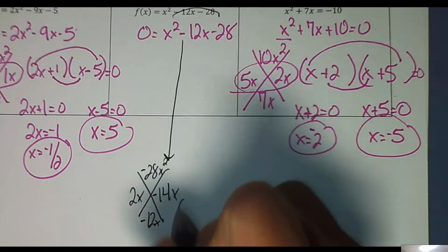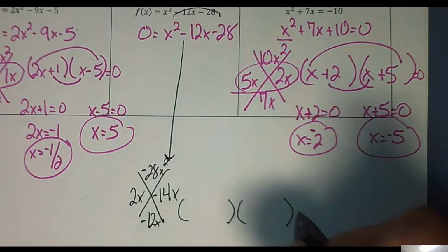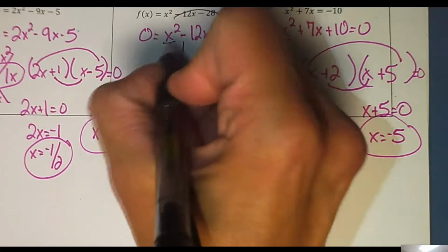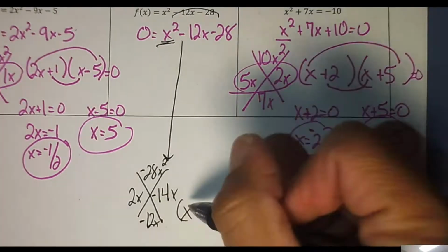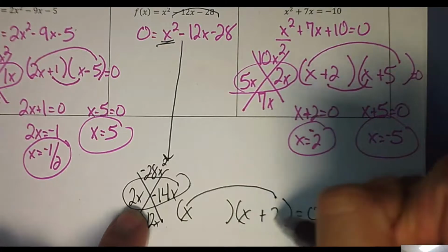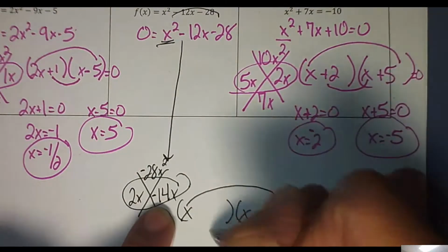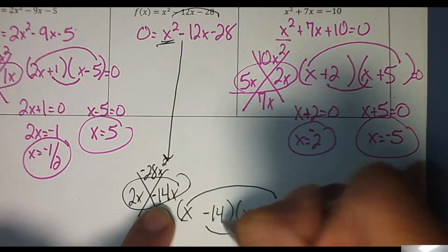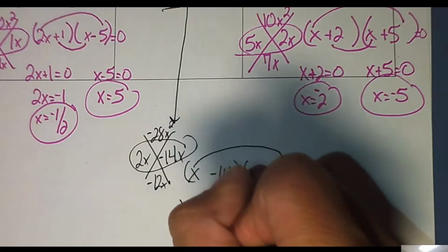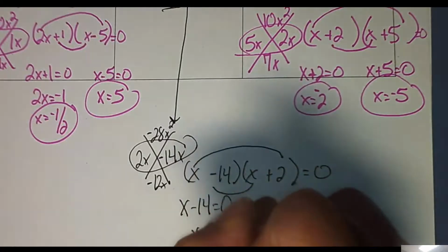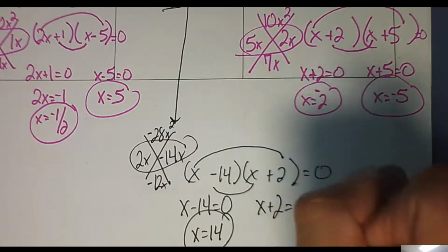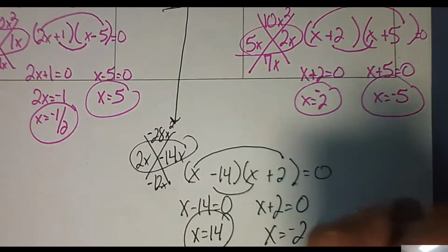So again, who are the neighbors that would meet? So x would meet x, and that would take care of the x squared. And now x could meet 2 and give me 2x, and then x could meet negative 14 to give me the negative 14x. And now I can set my factors equal to 0. Here I'll add 14. There's one solution. Here I can subtract 2 and get negative 2.